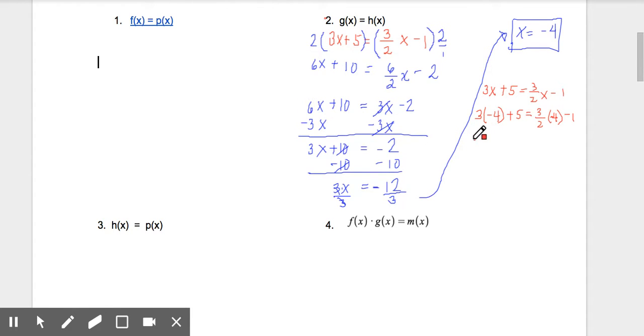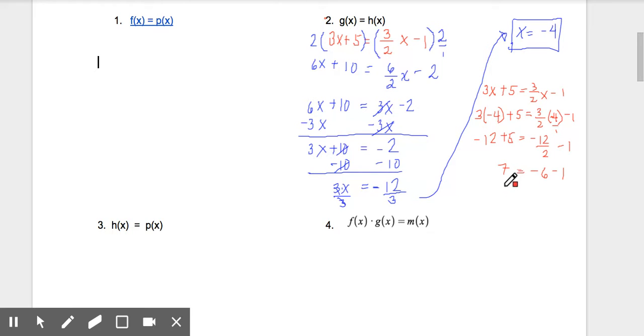Okay, so 3 times negative 4 is negative 12 plus 5 is equal to, we can put a 1 underneath the 4 and then multiply top by the top. 3 times negative 4 is negative 12. And bottom by the bottom, 2 times 1 is 2 minus 1. Negative 12 plus 5 is 7 equals, negative 12 over 2 is negative 6 minus 1.